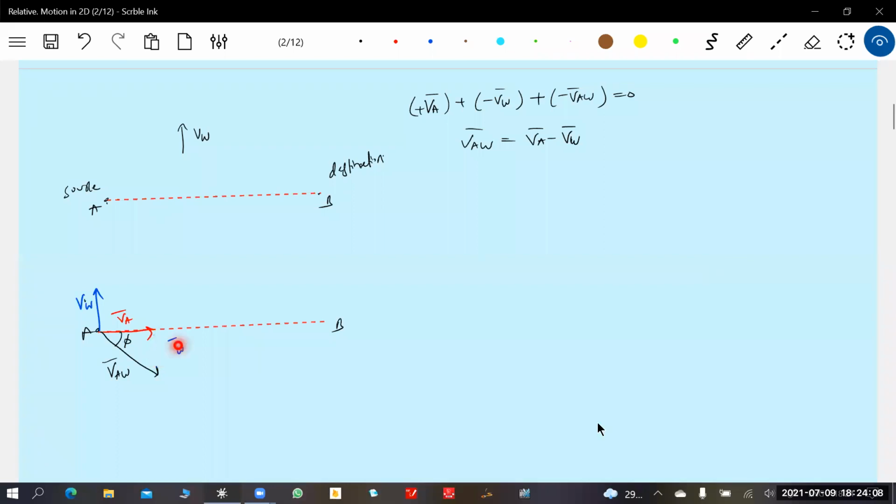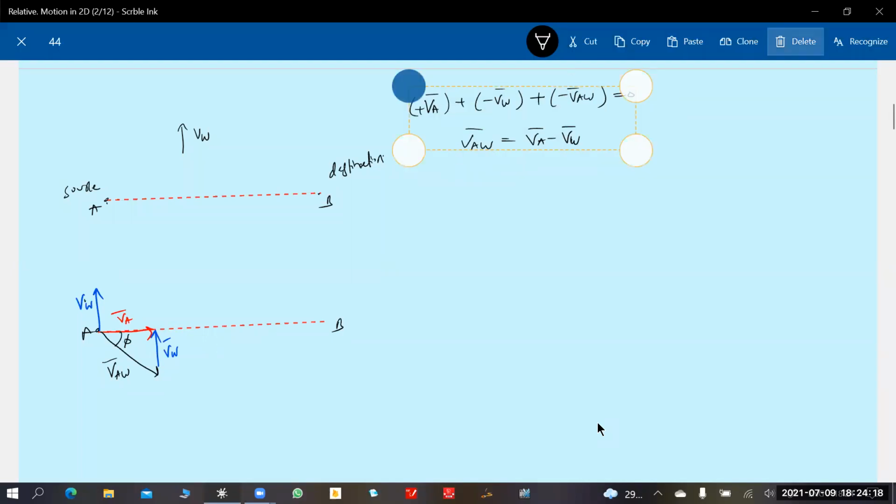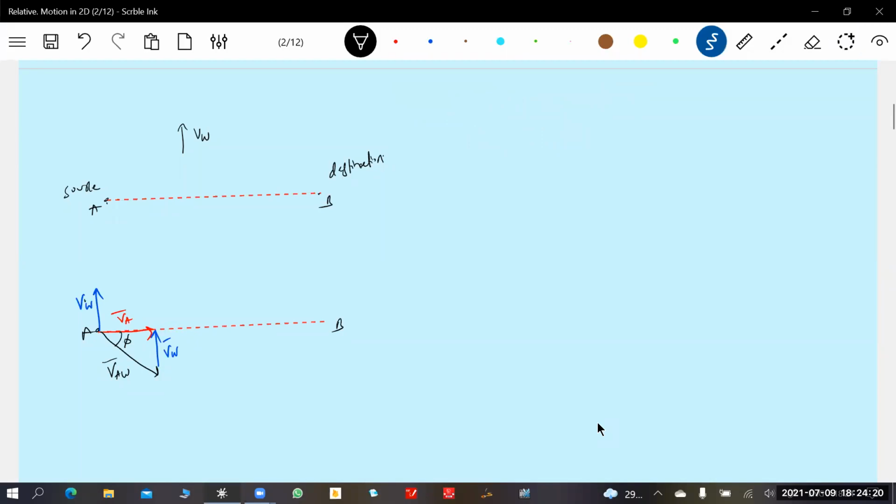Actually, the wind will push here. So this VW bar, just bring it here. Nothing to do. Now write the equation. I'll end up with the same thing. Nothing wrong with it, but this is the correct way of analyzing things. VAW bar plus VW bar. I'm moving from tail to head for VA bar. So VAW bar equal to VA bar minus VW bar.